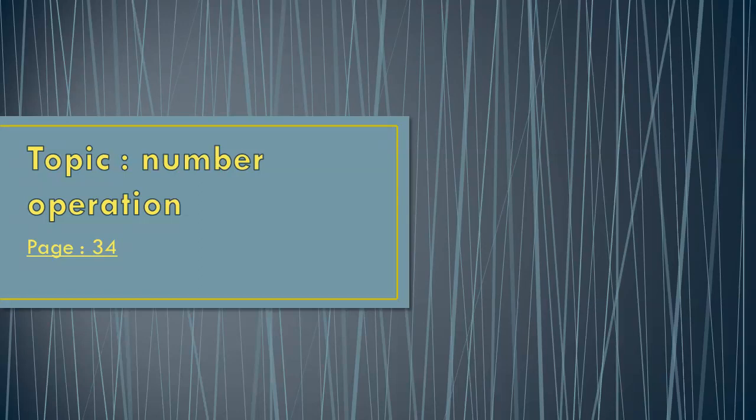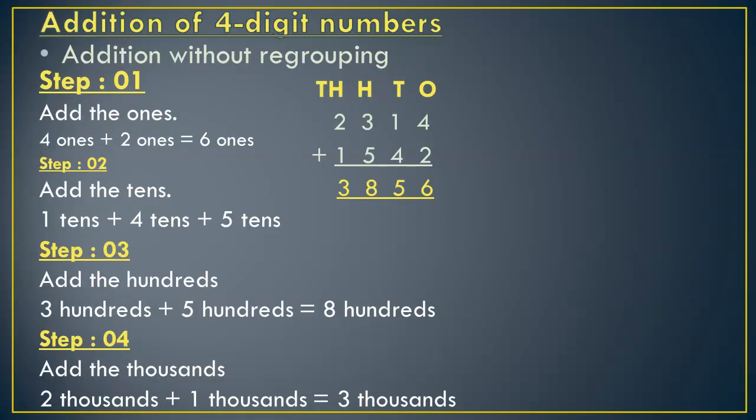So, grade 3. Today we are going to start our new topic. Our topic name is Number Operation, page number 34. Today I will teach you addition of 4-digit numbers. Addition means the process of calculating the total of two or more numbers or amounts. First of all, let me tell you about addition without regrouping.